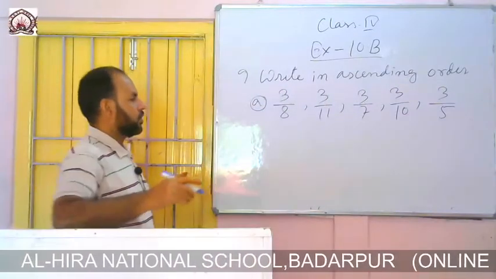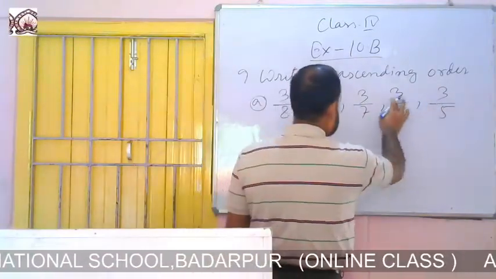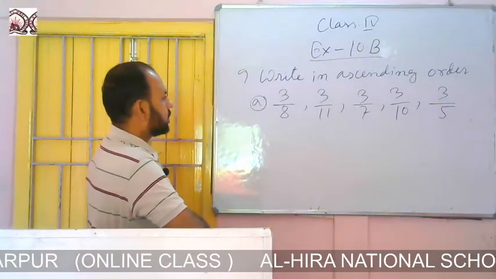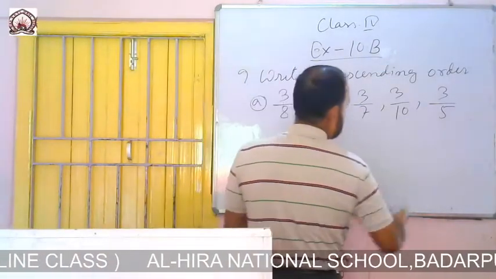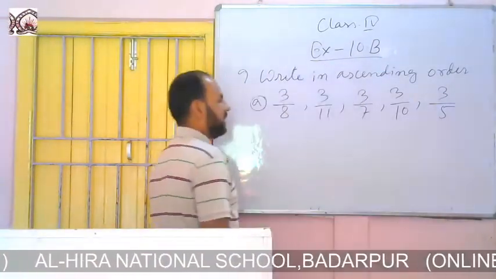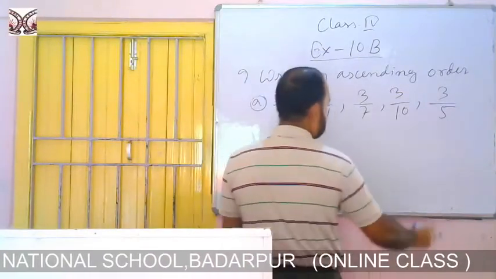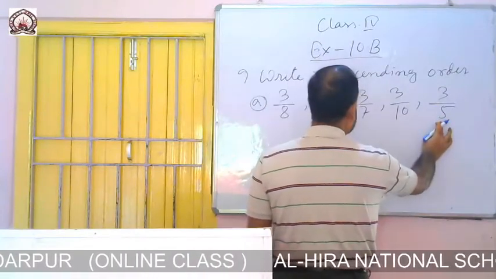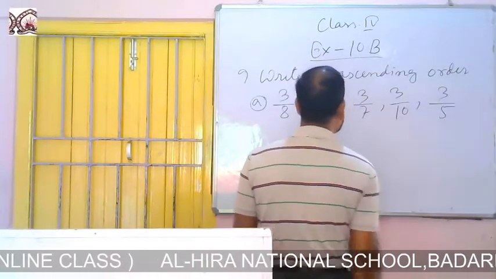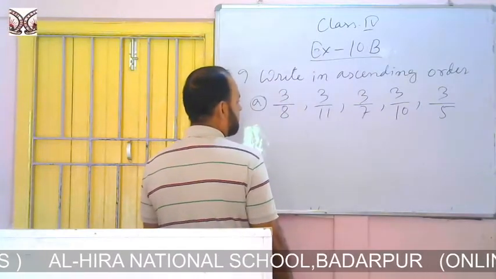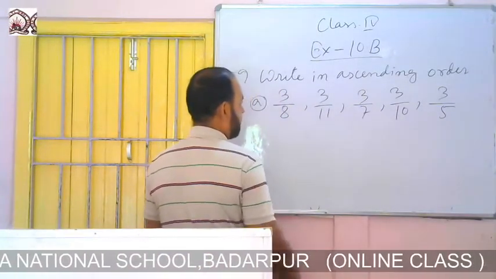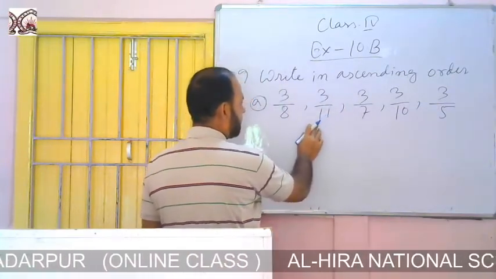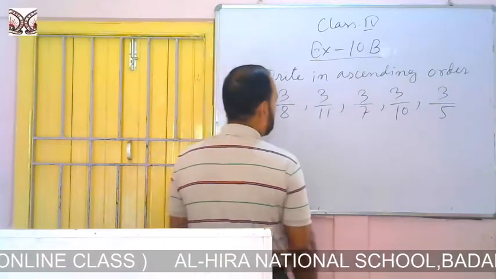So all numerators are same. So we know if numerators are same, then the smallest denominator gives the greatest fraction. So here the smallest denominator is 5, so 3 by 5 is the greatest, and the greatest denominator gives the smallest. Here 11 is the greatest denominator, so 3 by 11 is the smallest.